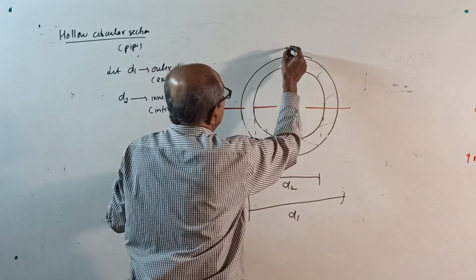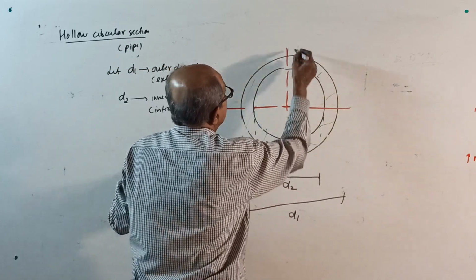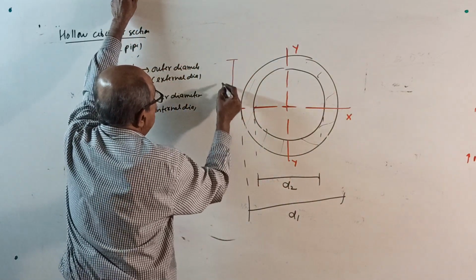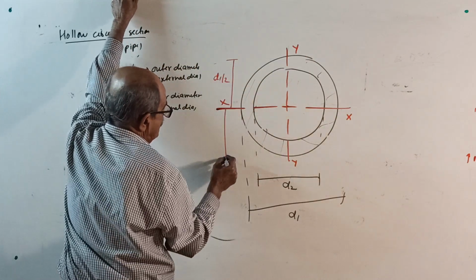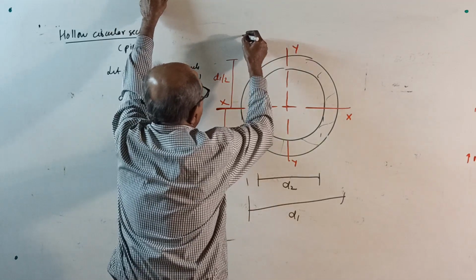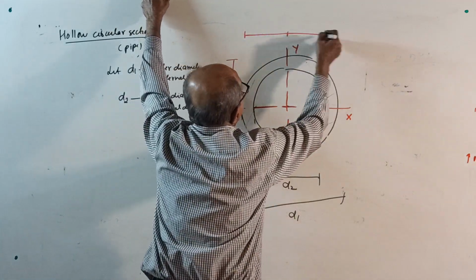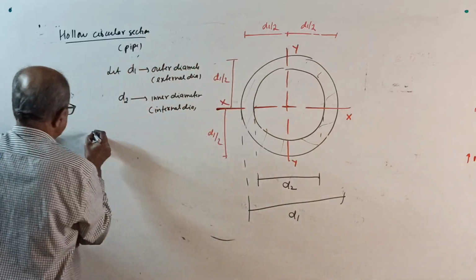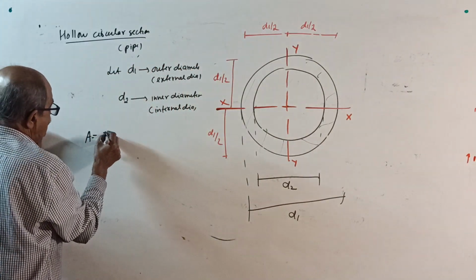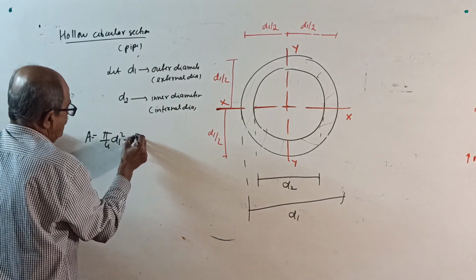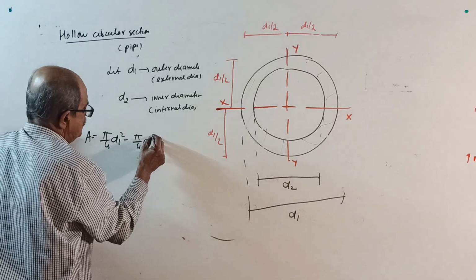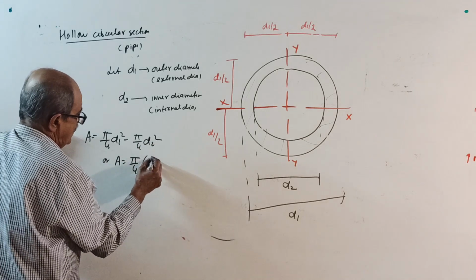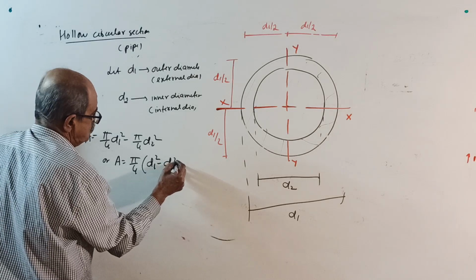XX here, YY here. If I write the distance, somebody will be laughing: sir, we know it, sir. Okay, you write. How much? This will be D1 by 2, not D2 by 2. D1 by 2, D1 by 2, this also D1 by 2, D1 by 2. Full outer, D1 by 2. See now, area: pi by 4 of D1 square minus pi by 4 of D2 square, or you can tell directly area equal to pi by 4 of D1 square minus D2 square.